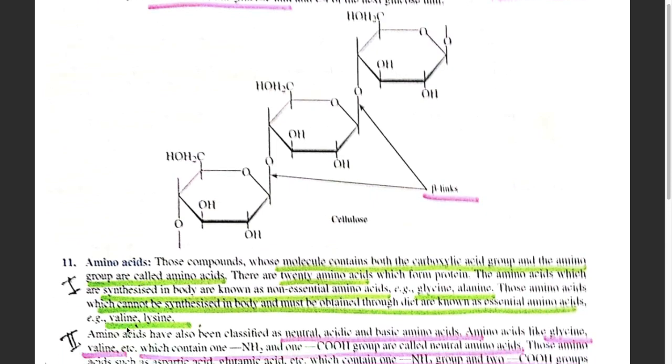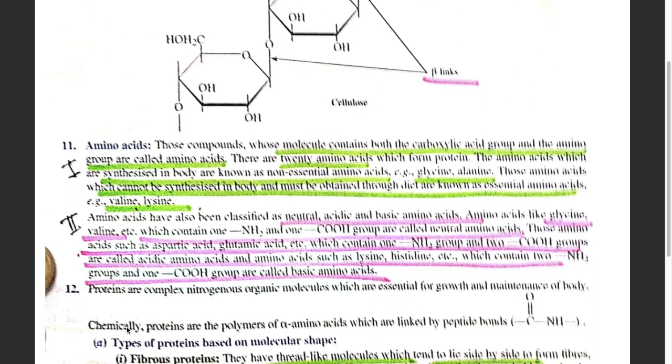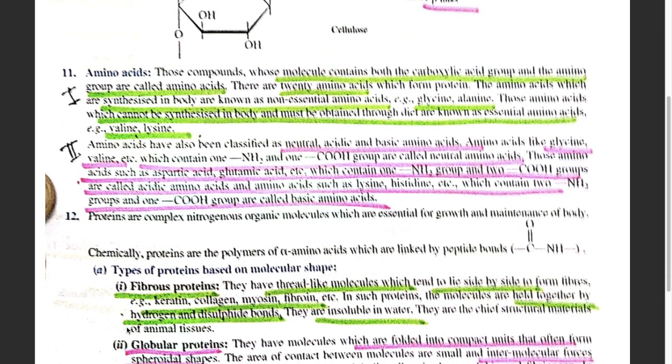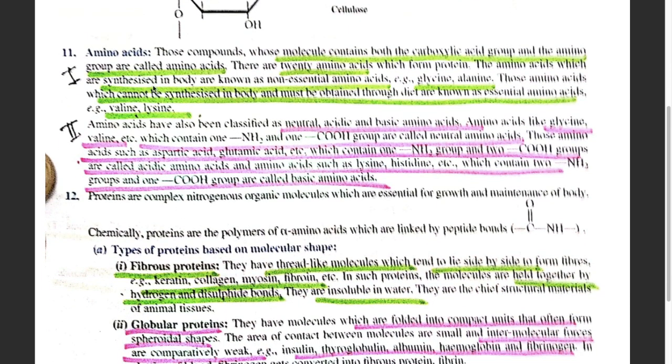Now we come to the next biomolecules, and they are amino acids. The term itself indicates amino and acid. That means these contain the amino group NH2 in addition to the COOH functional group. So those molecules which contain both carboxylic acid and amino group are called amino acids. Remember, these are the monomers of proteins, and altogether we have 20 types of amino acids.